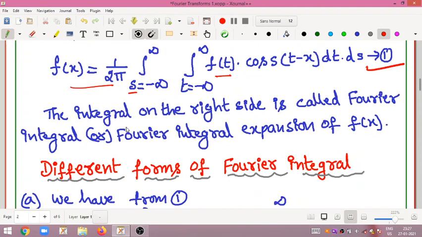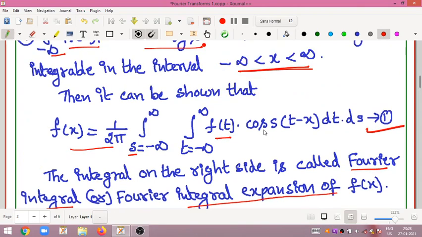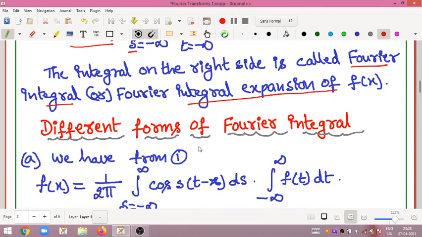The integral on the right side is called the Fourier integral or Fourier integral expansion of f of x. If it is clear, I will move on to the next topic, that is different forms of Fourier integrals.